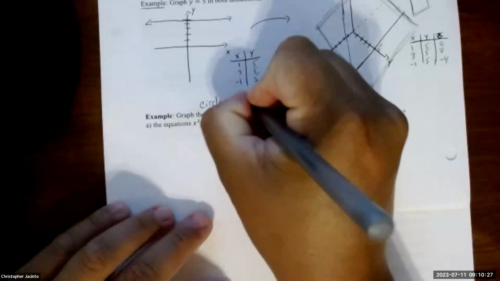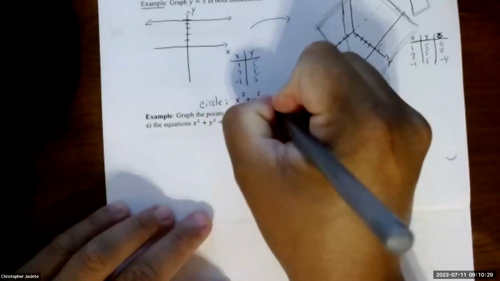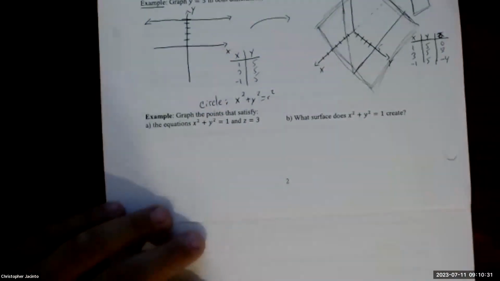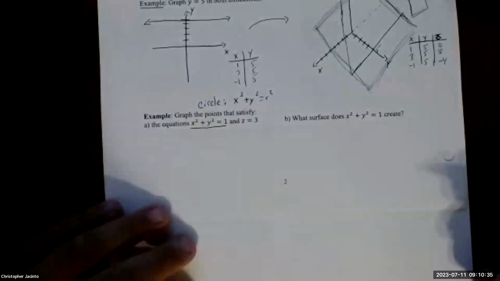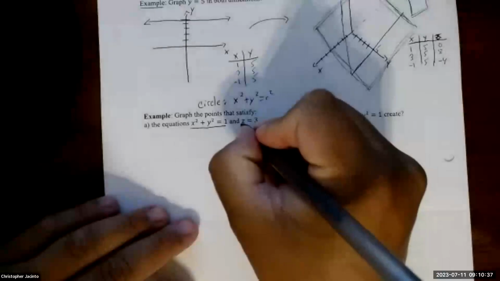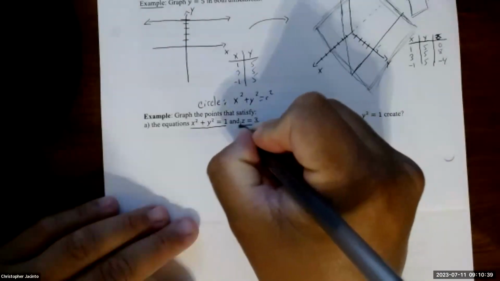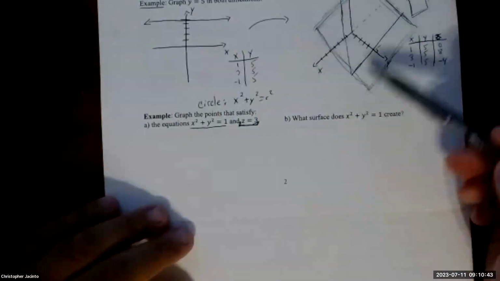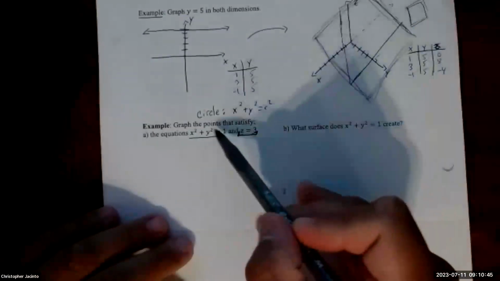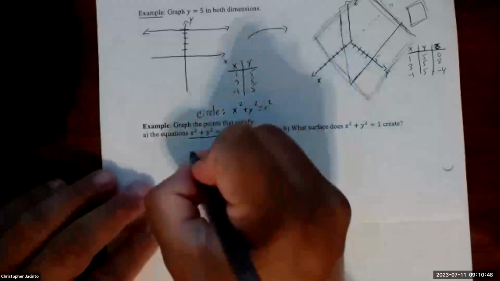our general circle, is x squared plus y squared equal to r squared if it's centered at the origin, right? So in this case, that's exactly what we have here. And we also have z equals 3. So we have a plane at z equals 3, kind of like we have here, that also generates a circle as well.